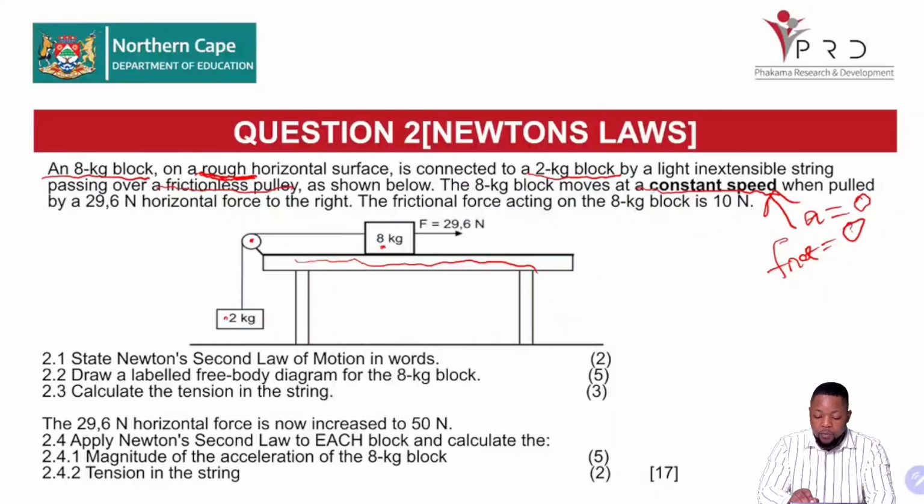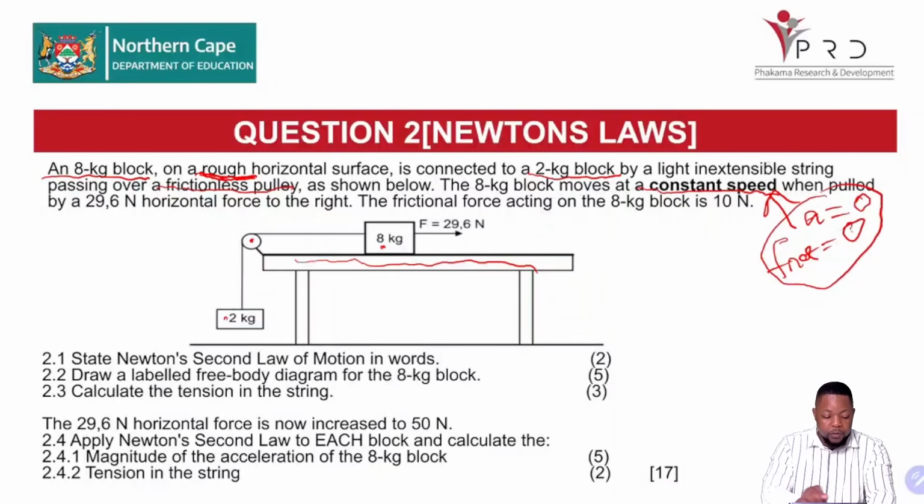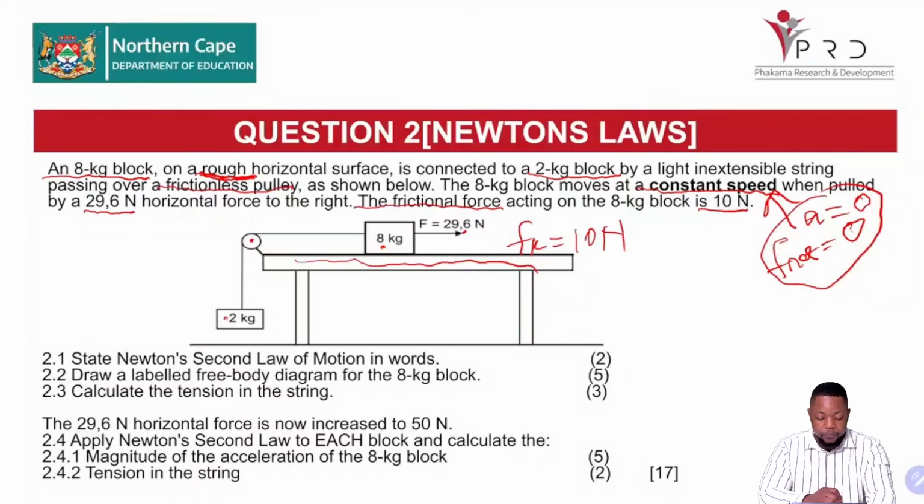So the 8 kg block moves at a constant velocity. That's what we know about the constant velocity. When pulled by a 29.6 Newton horizontal force, we must be able to see that 29.6 Newton horizontal force to the right. We are told the frictional force acting on the 8 kg block is 10 newtons. We are very fortunate, the frictional force is given. Our Fk, we are told, is 10 newtons.